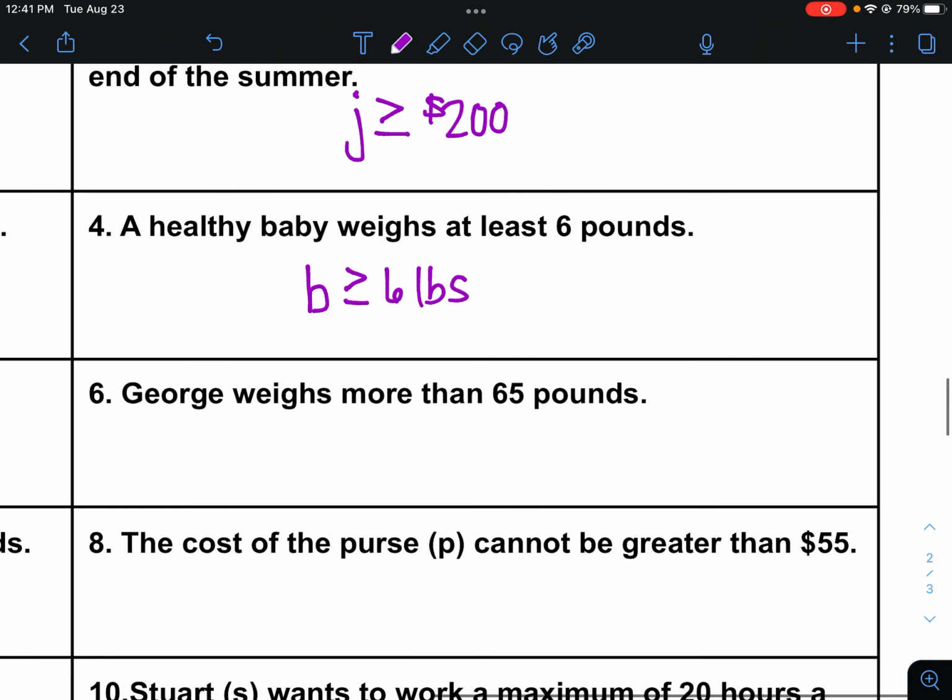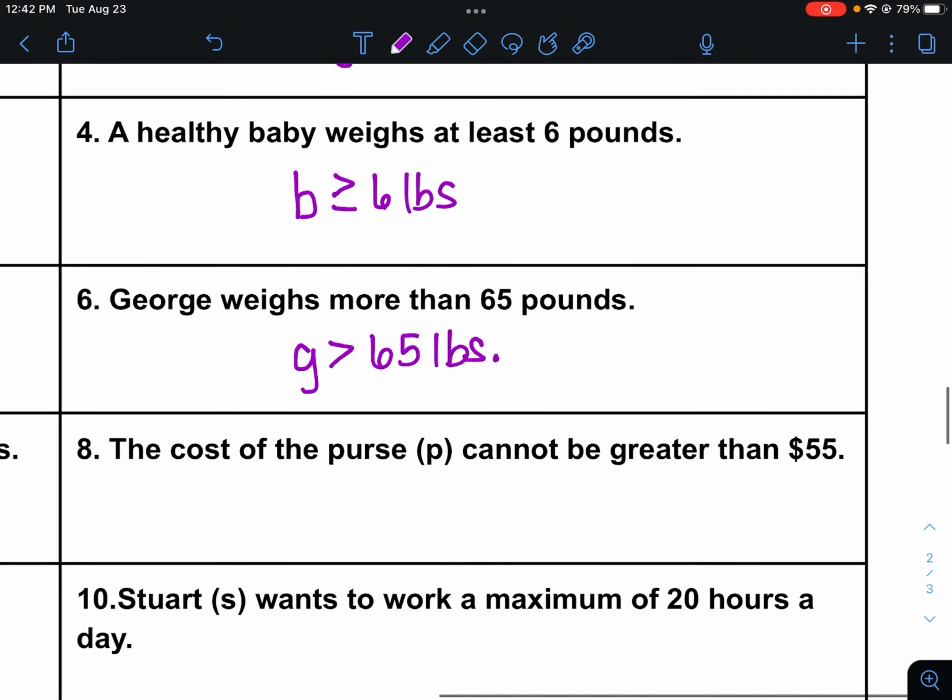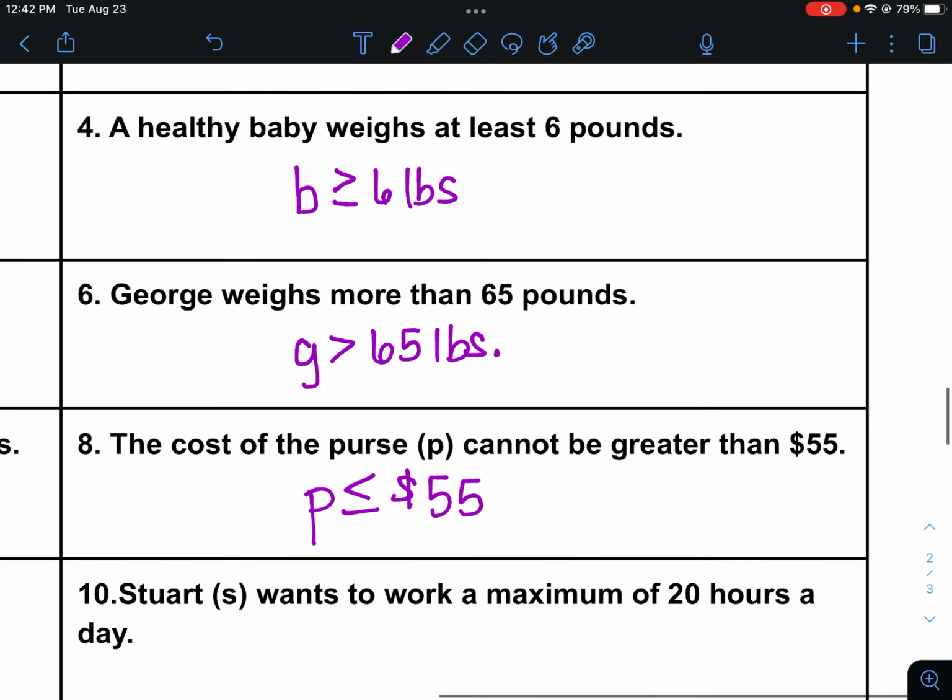George weighs more than 65 pounds, so G is greater than 65 pounds. The cost of the purse P cannot be greater than 55, meaning it could be exactly equal to 55, or it needs to be less than $55.